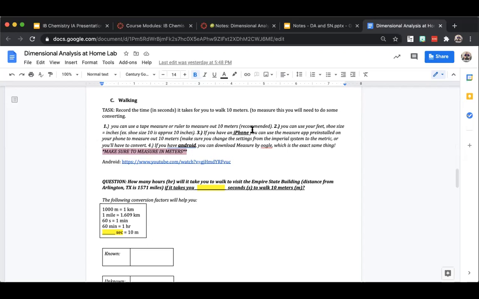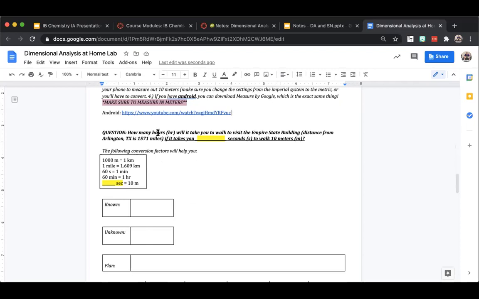If you have an iPhone, you can use the Measure app that already comes on your phone to measure out 10 meters. Just make sure you change the settings from imperial to metric, because it's set to do our American units. If you have an Android, there's an app called Measure that you can download. That should be by Google. It's missing the G. And it's the exact same thing. And here's a little tutorial for the Android one if you're not sure how to download it and use it.